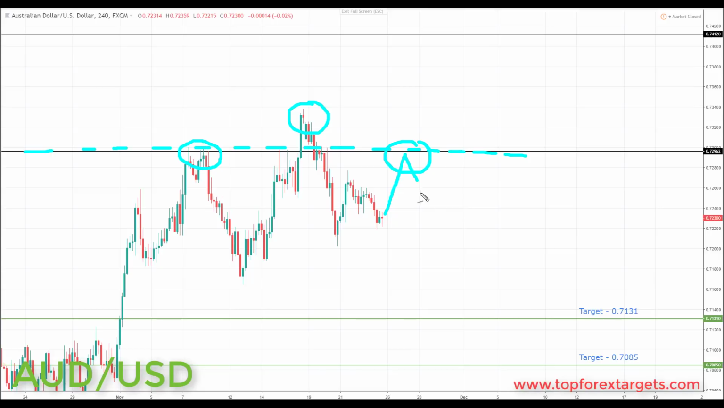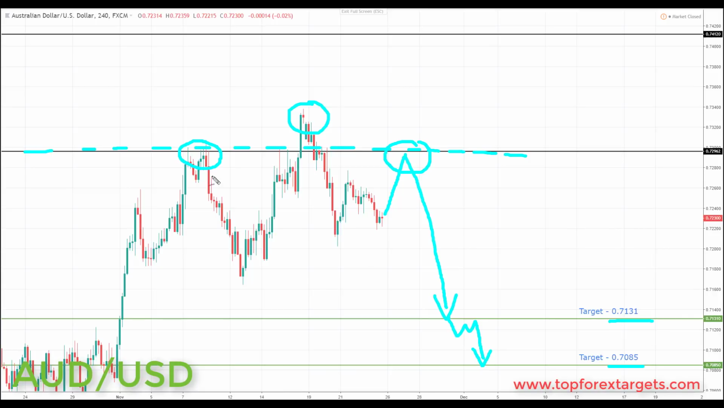And we're going to be looking at initiating shorts down towards the next key area of support to the downside and the target set at the 0.7131. And if we can get a break through here, we're going to be looking down towards the next key area of support to the downside and target 2 at the 0.7085.